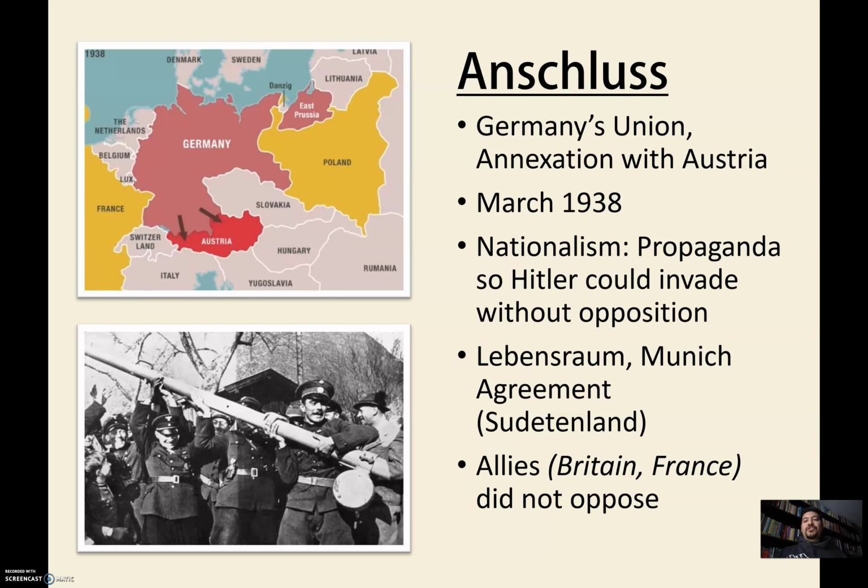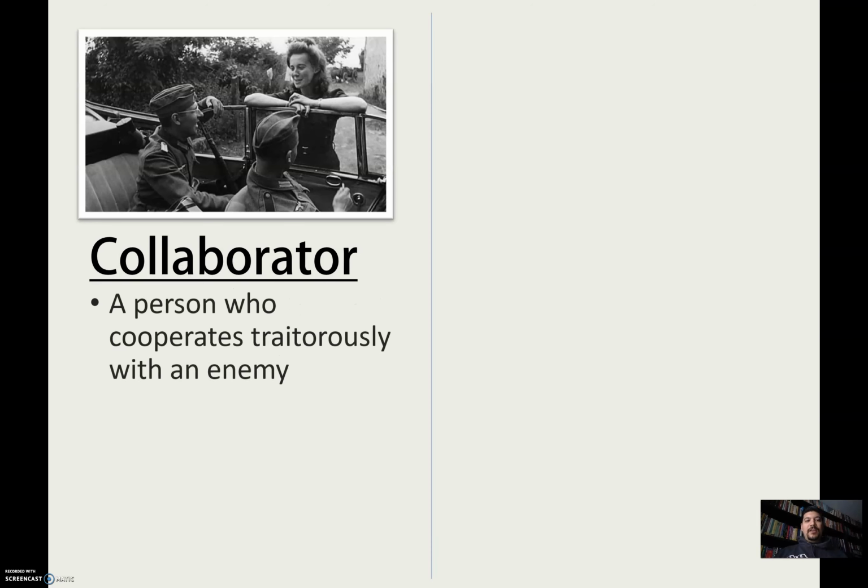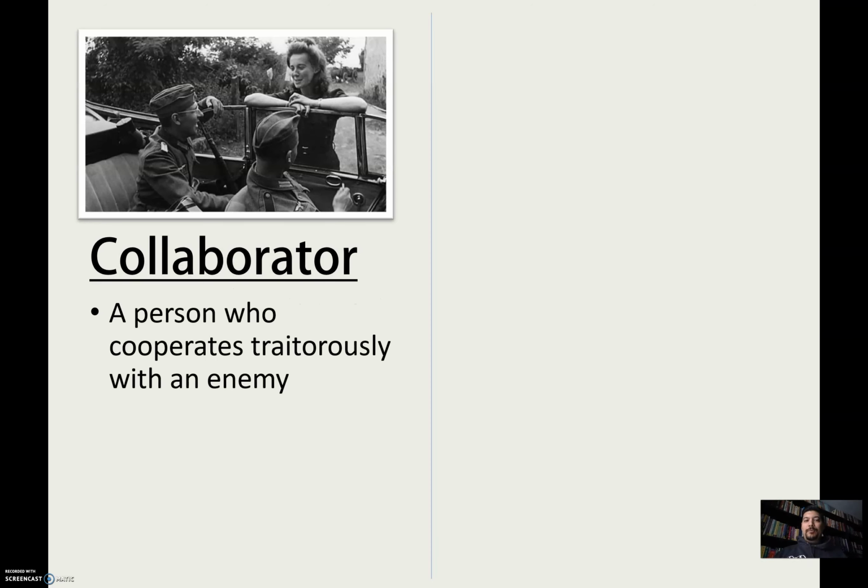Okay, so let's go on to the next one. We're going to skip down to collaborator. A collaborator is a person who cooperates traitorously with an enemy. So again, you could take that definition. I took it right from Google, because collaborator is not specifically in your reading. But I'm going to extend it because we have to apply it to World War II.